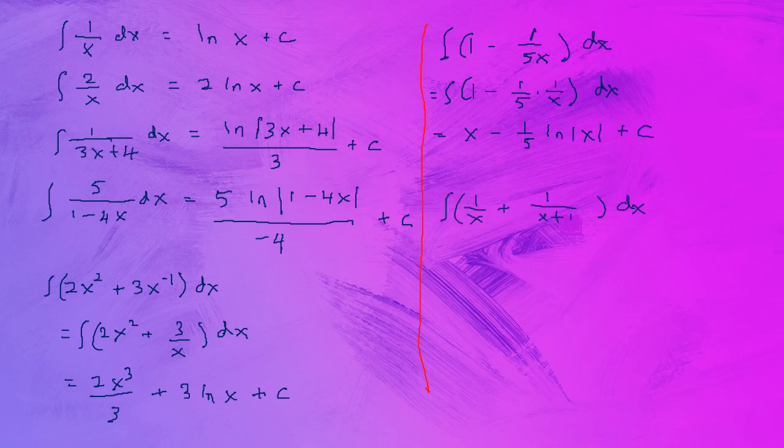Alright, now integrate 1 over x plus 1 over (x plus 1). So integrate 1 over x, we will get ln x, and integrate 1 over (x plus 1), we will get ln(x plus 1).